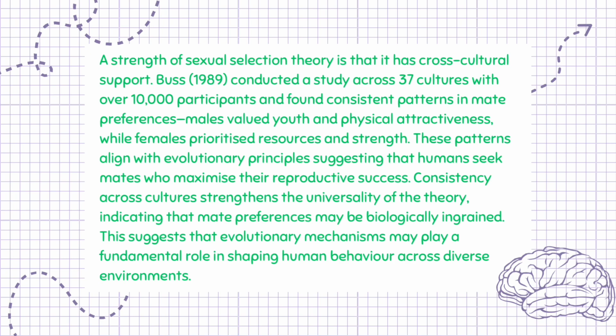These patterns align with evolutionary principles suggesting that humans seek mates who maximize their reproductive success. Consistency across cultures strengthens the universality of the theory, indicating that mate preferences may be biologically ingrained. This suggests that evolutionary mechanisms may play a fundamental role in shaping human behavior across diverse environments.